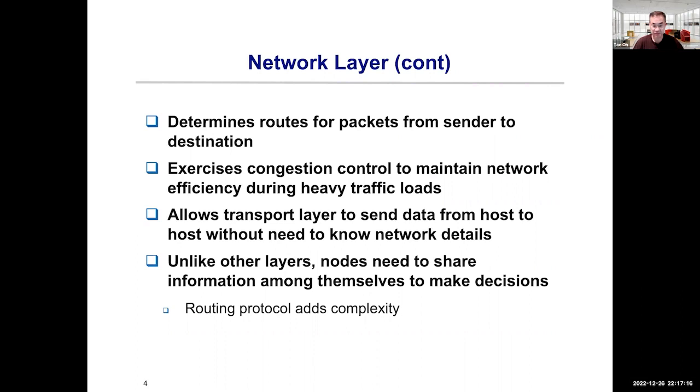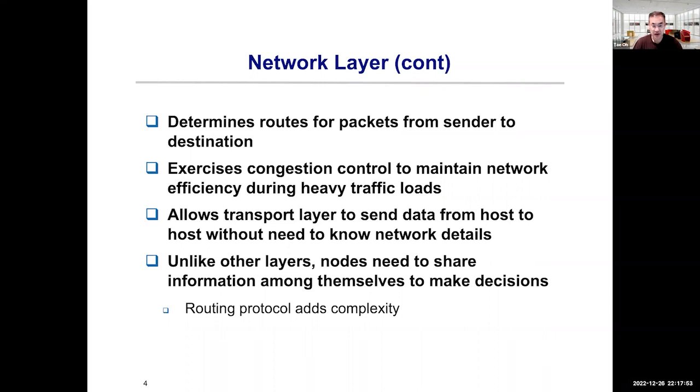So using the map, it can determine where the node needs to send the packet to the next hop, so it can get to the destination. Okay. It exercises congestion control to maintain network efficiency. During heavy traffic load, during a congestion, a lot of packet loss could occur. So make sure that congestion is managed, how much traffic is injected into the network.